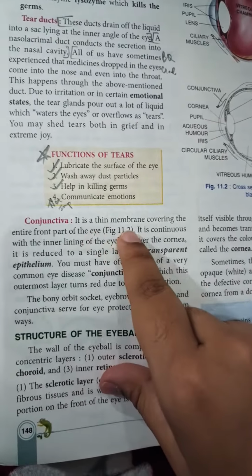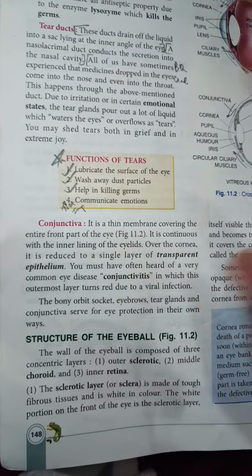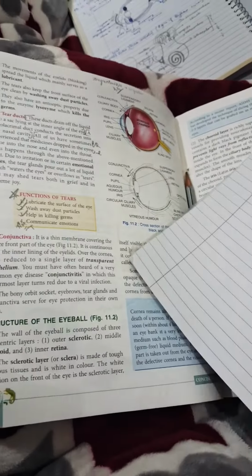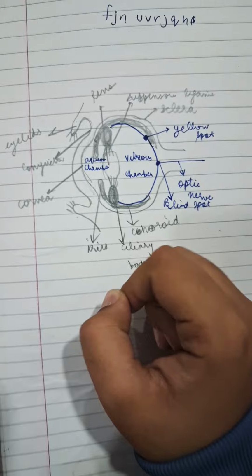Okay, let's read further. It's written conjunctiva. It is a thin membrane covering the entire front part of the eye. So all this you should do with the diagram that I made you do in the short that I made a little while ago. So this is the diagram. I'll show you here again. This. So I'll read along.